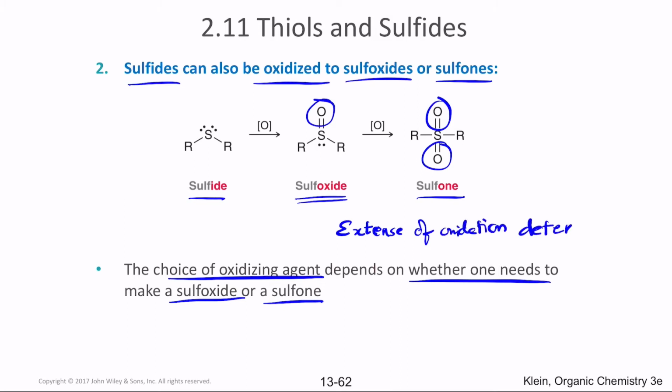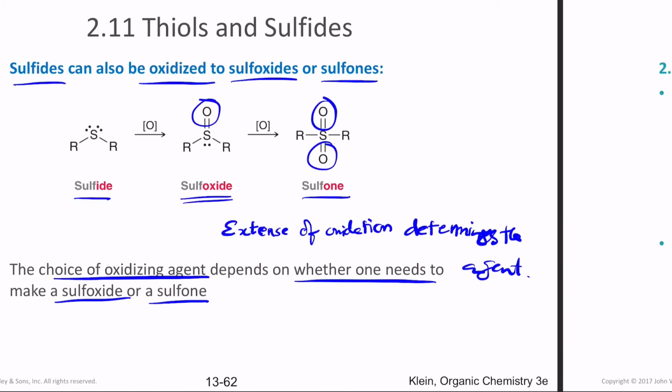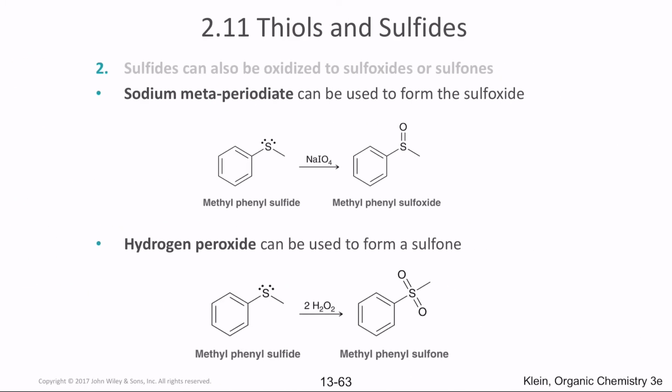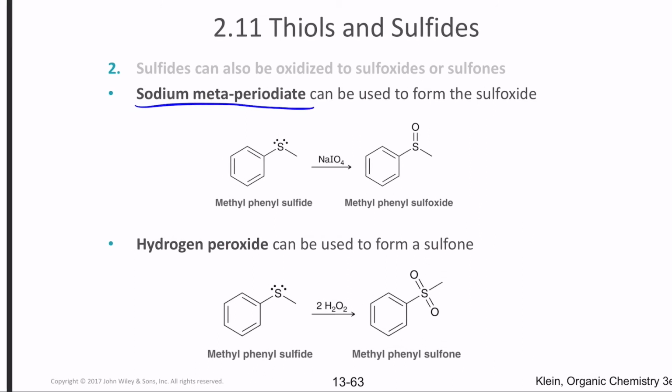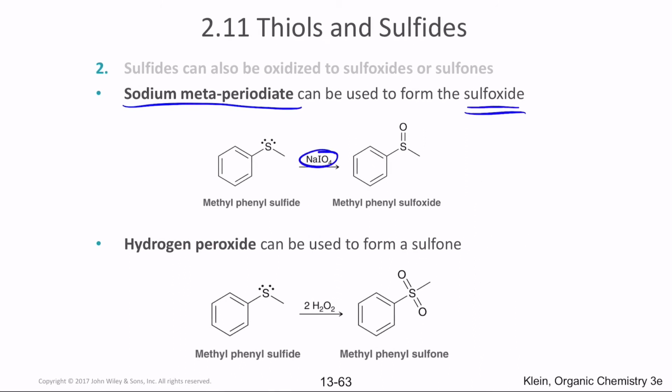determines the agent that we use. So for example, if you want to form a sulfoxide, we use a specific agent. When you want to form a sulfone, we use a different agent. For example, sodium metaperiodate can be used to form a sulfoxide. So metaperiodate is NaIO4. This is the common agent that you can use to form a sulfoxide. But whenever you want to form a sulfone, we have to use hydrogen peroxide.